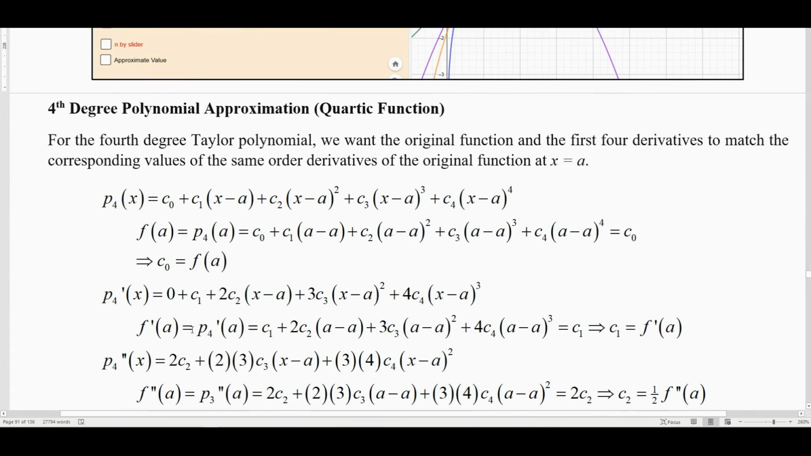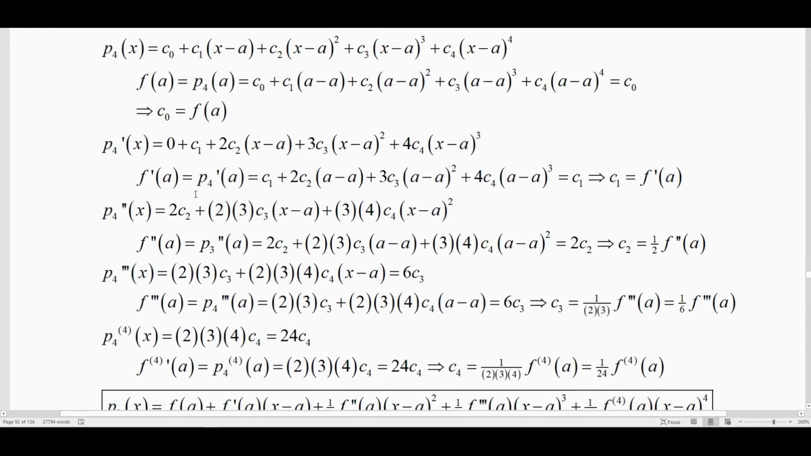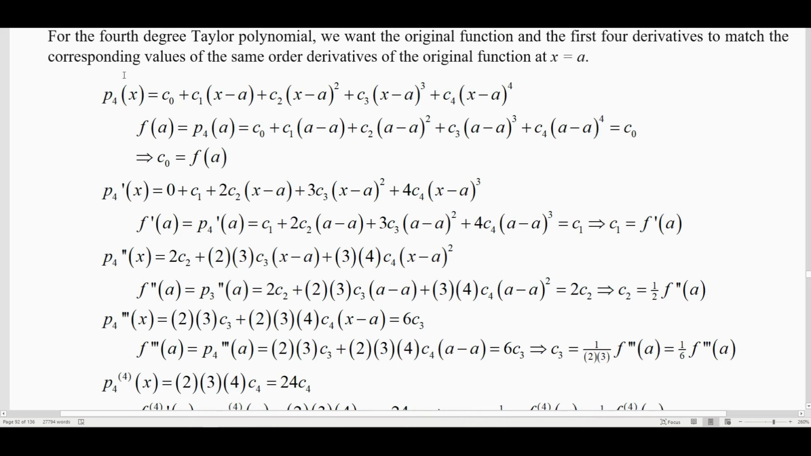How about a fourth degree one? Well, a lot of this is the same, so I'm going to zip through this quickly. P sub 4 of x is c sub 0 plus c1 times x minus a plus c2 times x minus a squared plus c3 times x minus a cubed plus c sub 4 times x minus a to the fourth. Plug in x equals a. All those terms go away, and c0 has to be f of a.